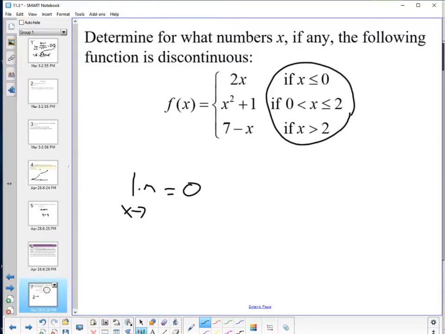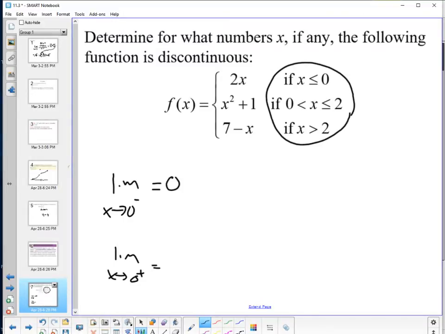Now I want to take a look at the left hand limit and then the right hand limit. Make sure that they are the same. So let's do this. The limit as x approaches 0 from the negative side, what value is that? 0, right? What if I approach from the positive, right side? So the limit as x approaches 0 from the positive side, what does that equal?